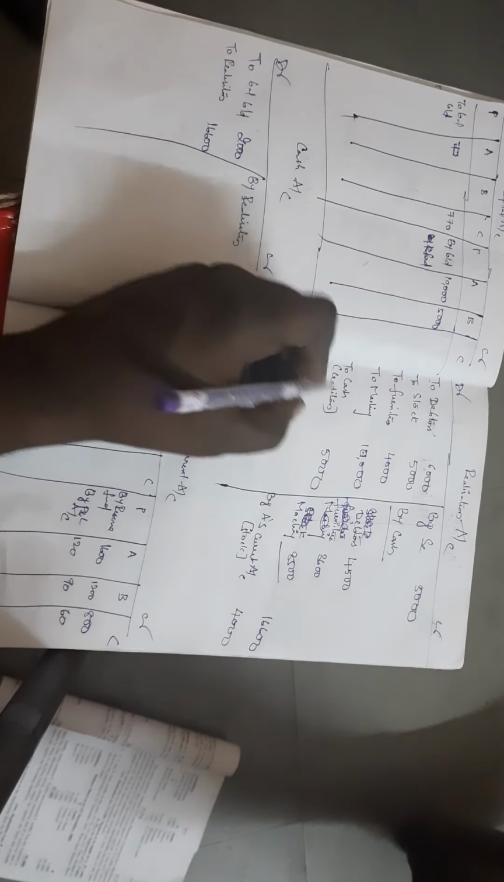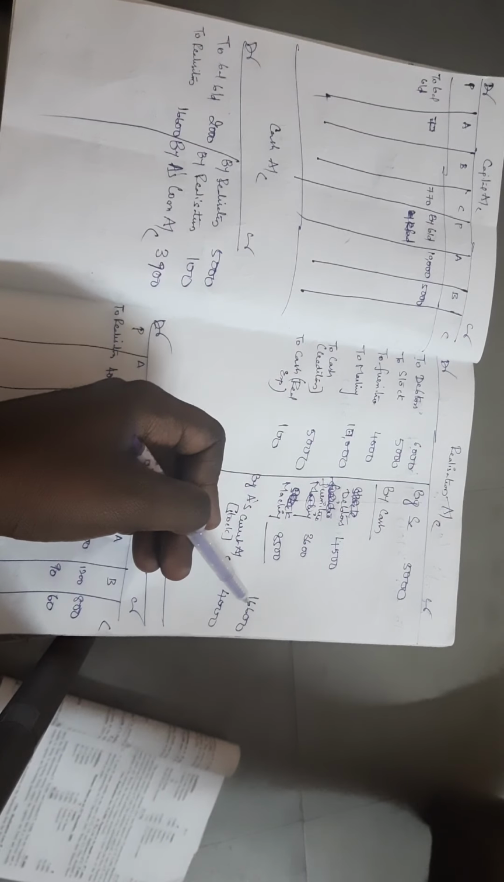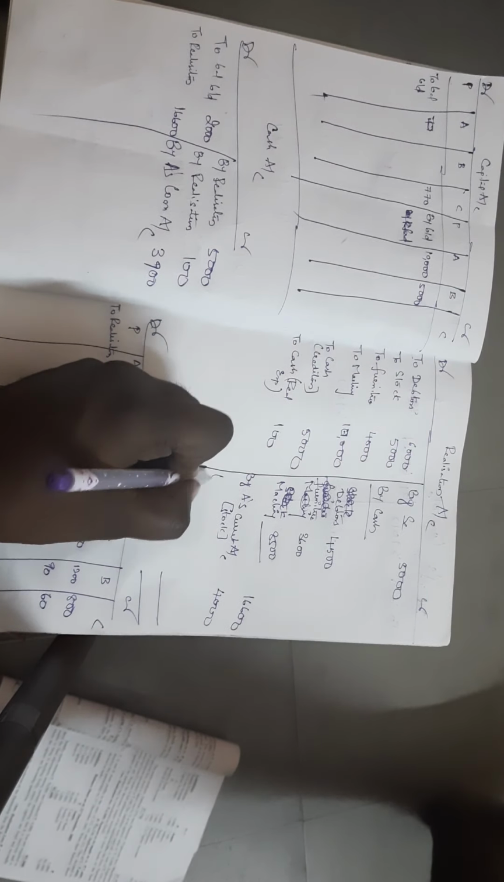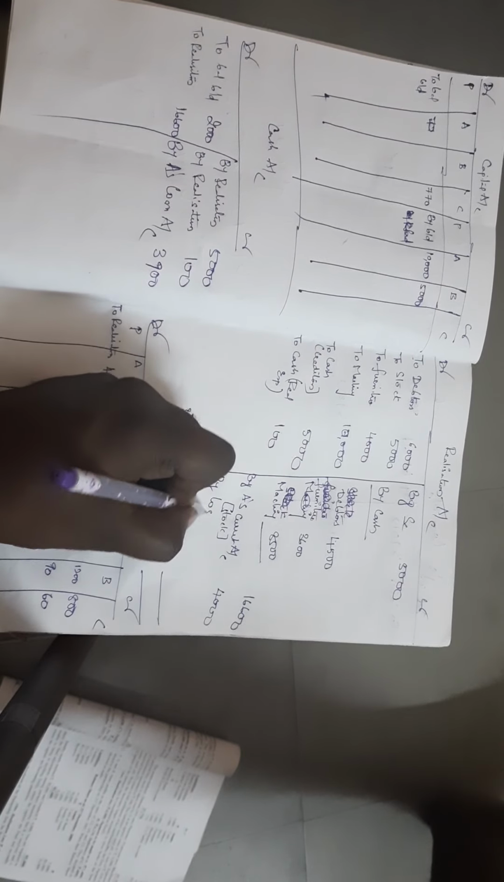So now we have to close realization account. We will see how to close, whether we got profit or loss. So 6 plus 5, 11, 4, 15, 25, 30, 30,000, 100. So debit side is more. So minus 5,000, minus 16,600, minus 4,000. So it is a loss of 4,500 by loss.